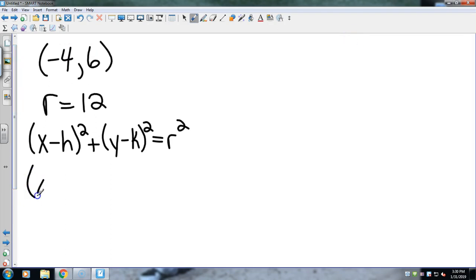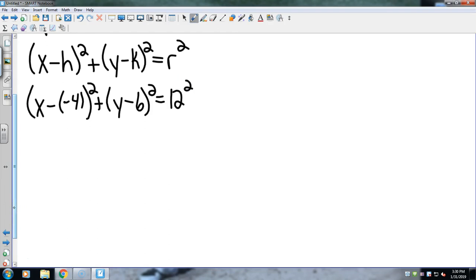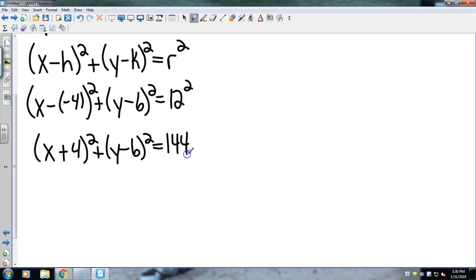So I've got x minus a -4 plus y minus the 6 equals 12 squared. Now we simplify anything that we can. Minus a minus, that's going to be plus. So my equation is x plus 4 squared plus y minus 6 squared equals 144. So that's just taking the coordinates of the center and plugging them in along with the radius into that equation.